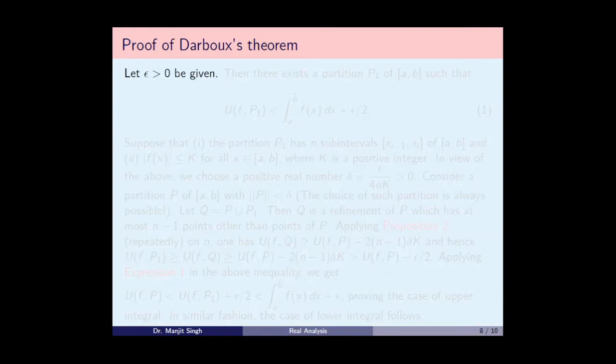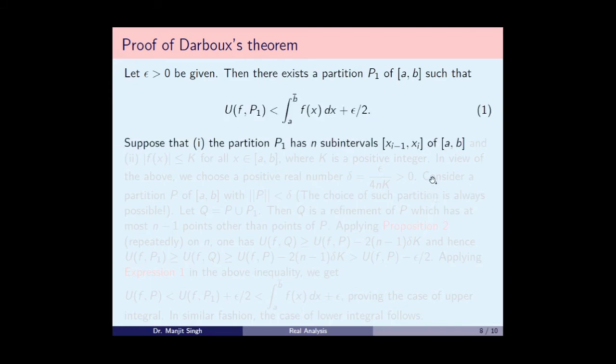Let epsilon be greater than 0 be given. So by the definition of the upper integral, there exists a partition P1 such that U(f, P1) is less than this, because this is the greatest lower bound, and if you are adding something to it, then there will be an upper sum which will be smaller than that. So we call this equation 1.